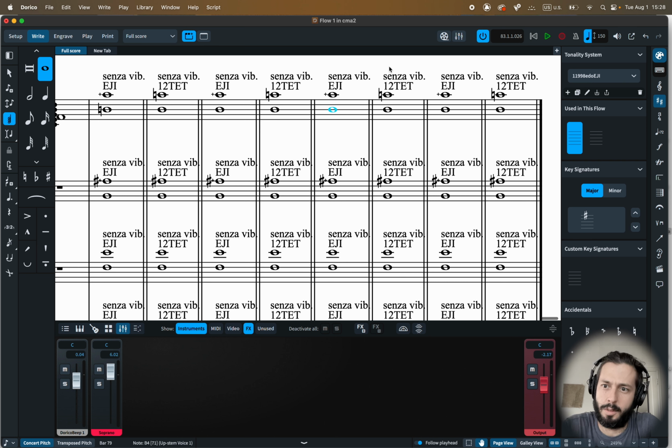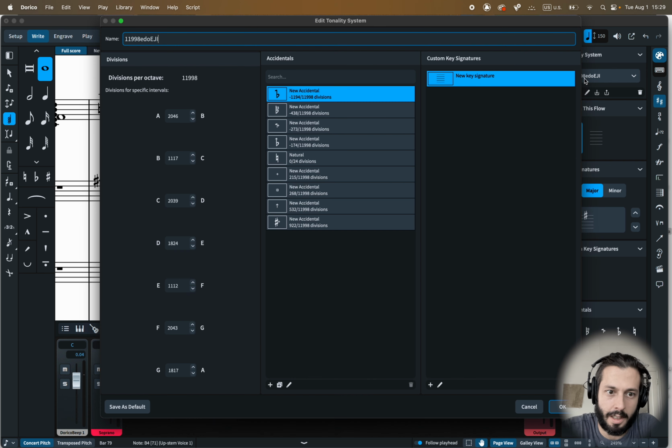And to address that issue, which is that we've essentially taken 2 cents out of the 12,000 EDO for this nice 11,998 EDO, which is what I got when I plugged the Johnston cent values into Dorico's tonality system, which you can just take a look at right now. So if you look over here, all these numbers are actually the number of cents between these intervals. And if you add all these up, you get 11,998.